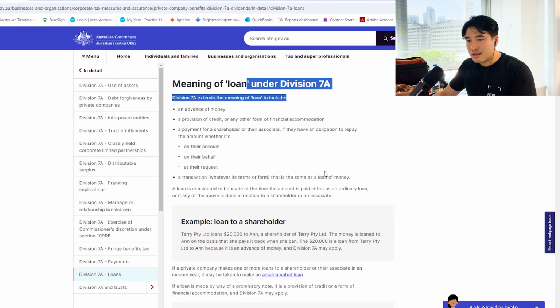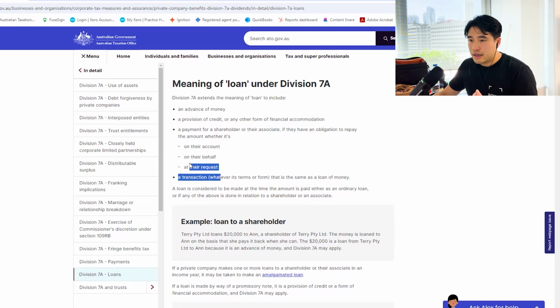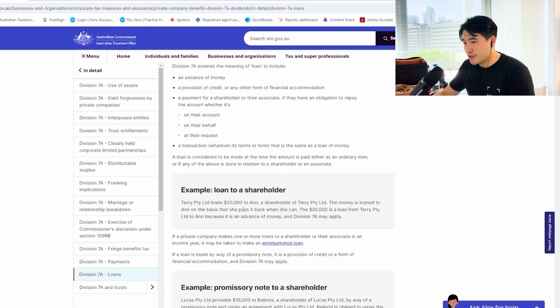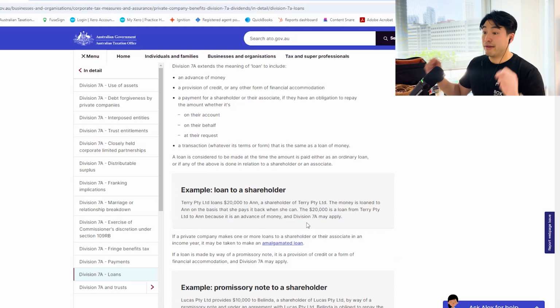So this definition is basically saying that anything you draw out of the company for personal use is basically a loan, and it's governed under Division 7A. So the ATO will treat it as a loan. They have an example here: Terry Pty Limited loans $20,000 to Anne, and Anne is a shareholder of Terry. The money is loaned to Anne on the basis that she pays it back when she can. $20,000 is a loan from Terry to Anne because it's an advance of money. And then they say Division 7A may apply.